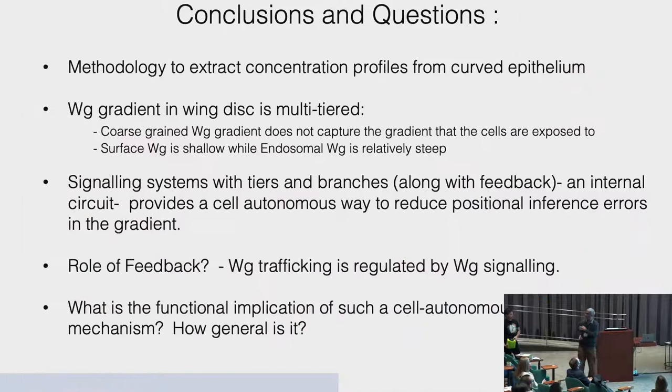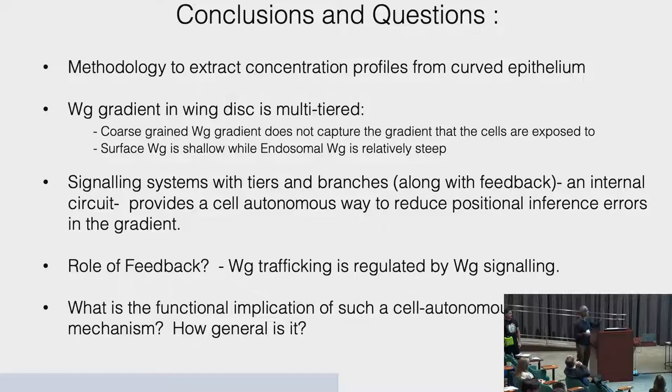We have a methodology, as I said, to extract concentration profiles accurately from these curved epithelia. The wingless gradient in the wing disk is multi-tiered, which was very exciting to us, and that multi-tier system is providing the cell, I believe, in a cell-autonomous way, a means to reduce positional inference errors in the measuring of this gradient. The role of feedback is very important here, and we've just found that wingless trafficking is also regulated by wingless signaling, which is exactly what you might expect. I haven't talked to you about that.